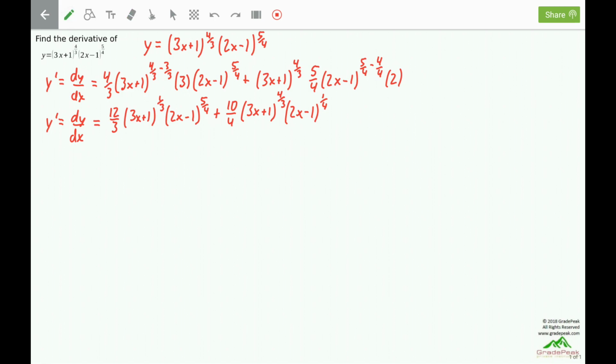In the next step, we can reduce the constants. 12 divided by 3 is a 4. I will leave everything else the way it is. And then 10 divided by 4, we can reduce that by a factor of 2. And that will take us down to a 5/2. That's the lowest we can take that. And then everything else will remain the same.